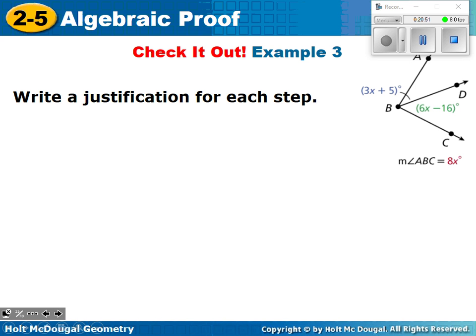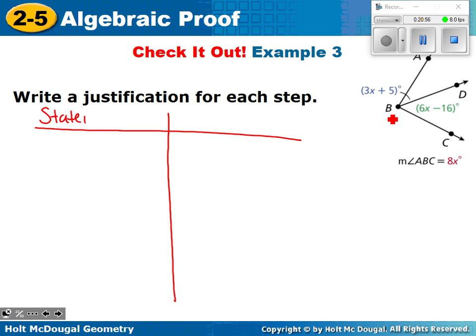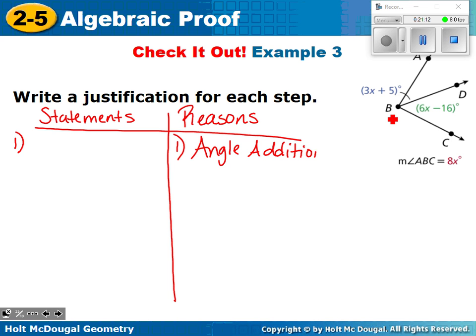So again, write a justification for each step means draw yourself a T-chart, statements, reasons. First thing we're going to list is the equation that comes from the picture using the angle addition postulate. All right, again, the angle addition postulate does not say variable expression, variable expression, variable expression. It goes back to naming the parts of the picture.